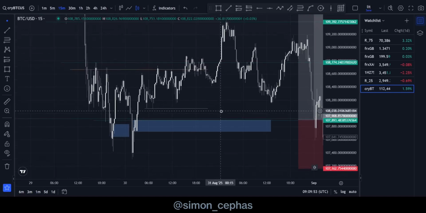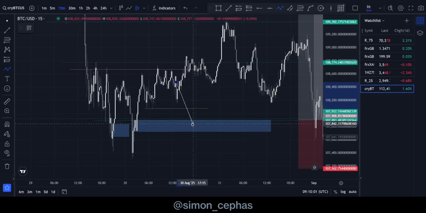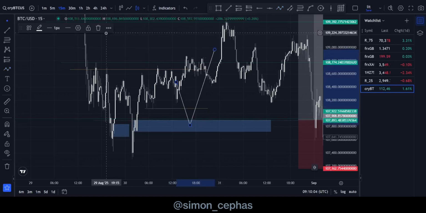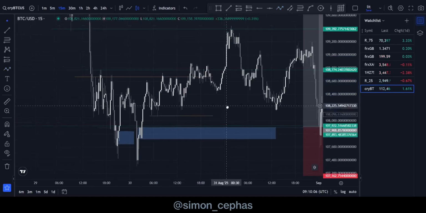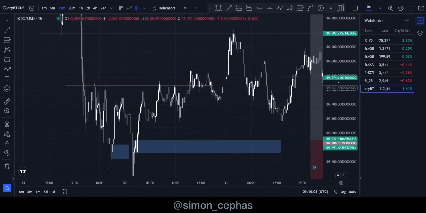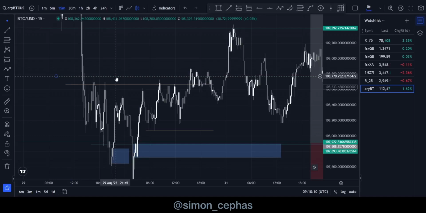So what should we expect? We should expect an entry. I will obviously take my entry on this order block. So I want price to do something like this: sweep this level, tap into this order block, then move. And as you can see, I drew this, let me clean this.